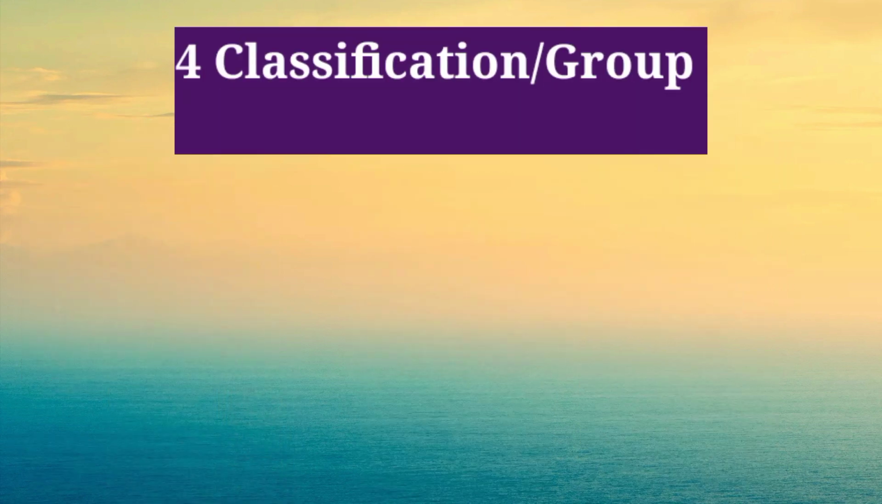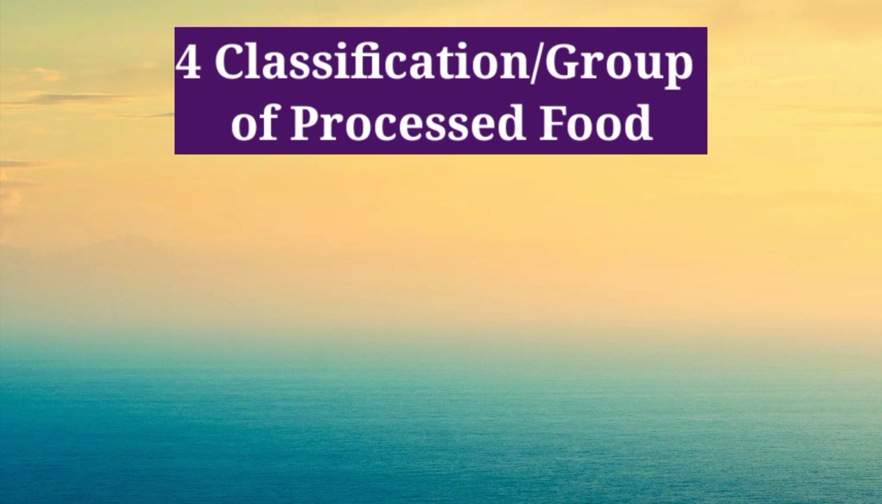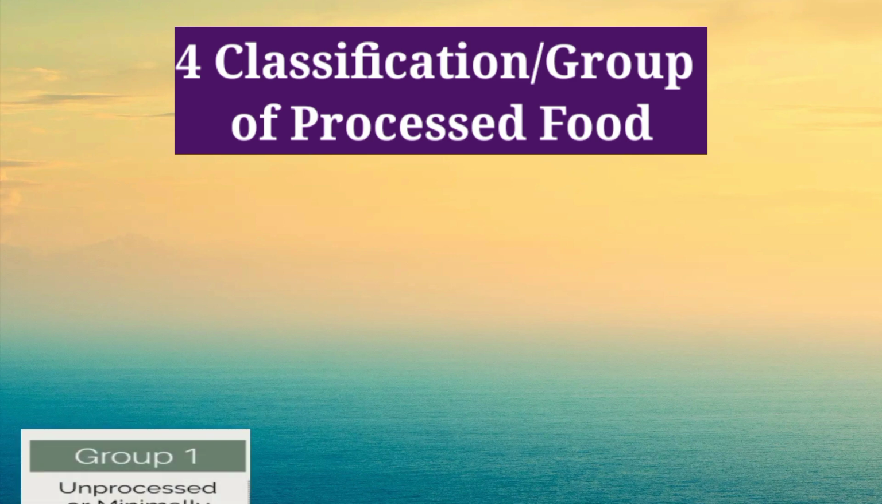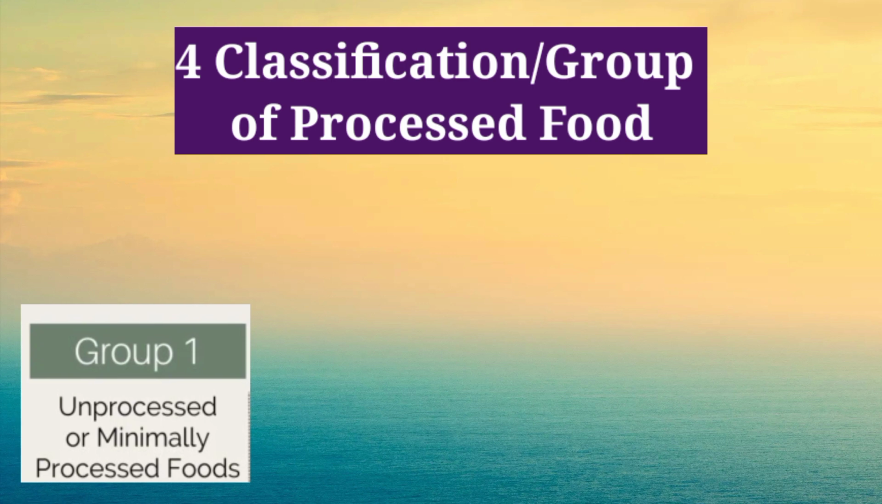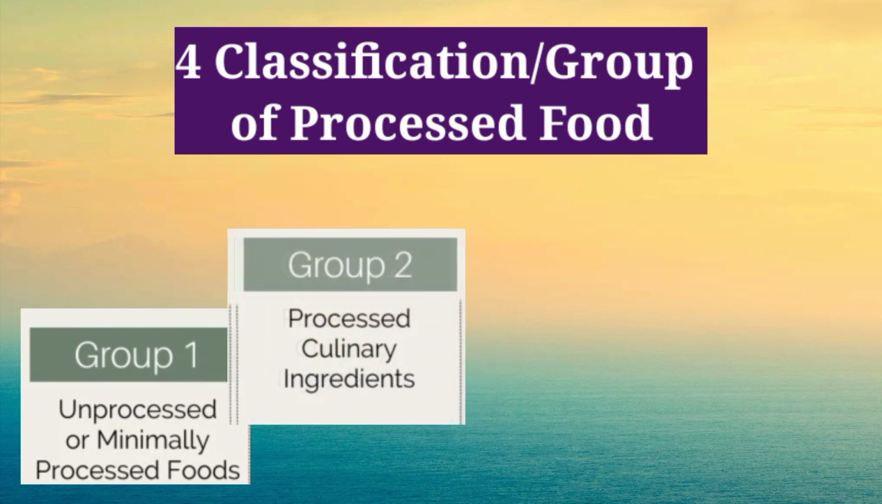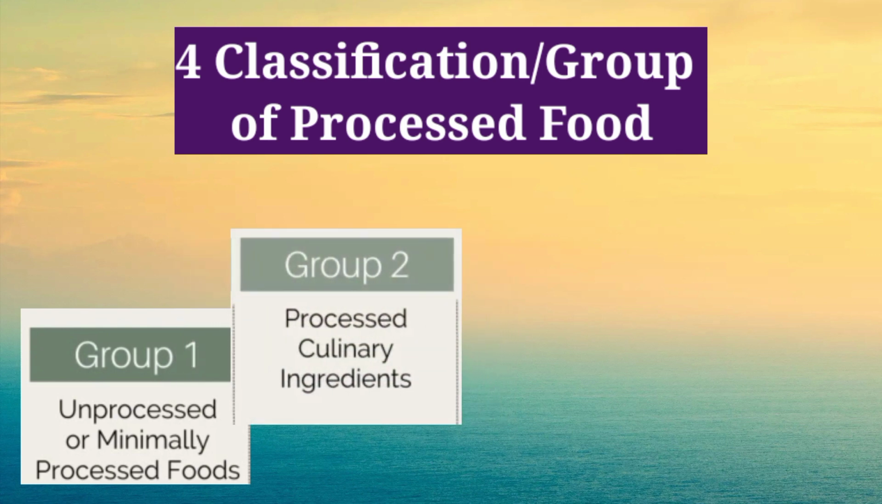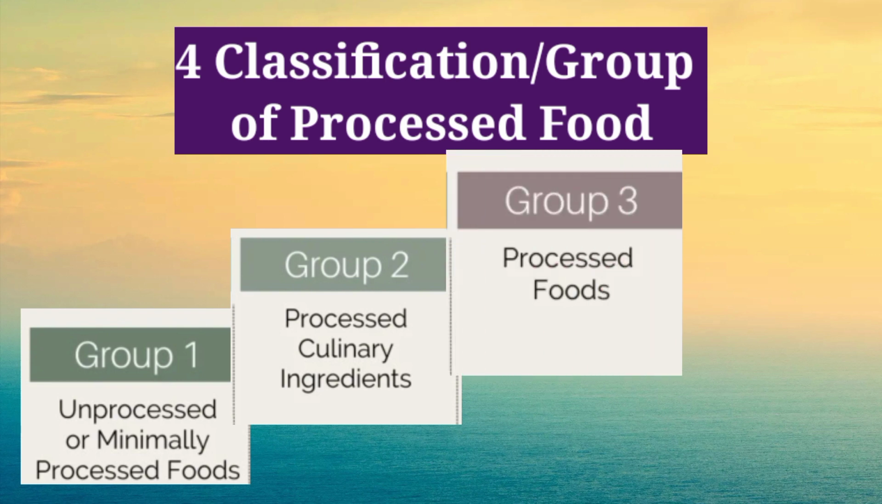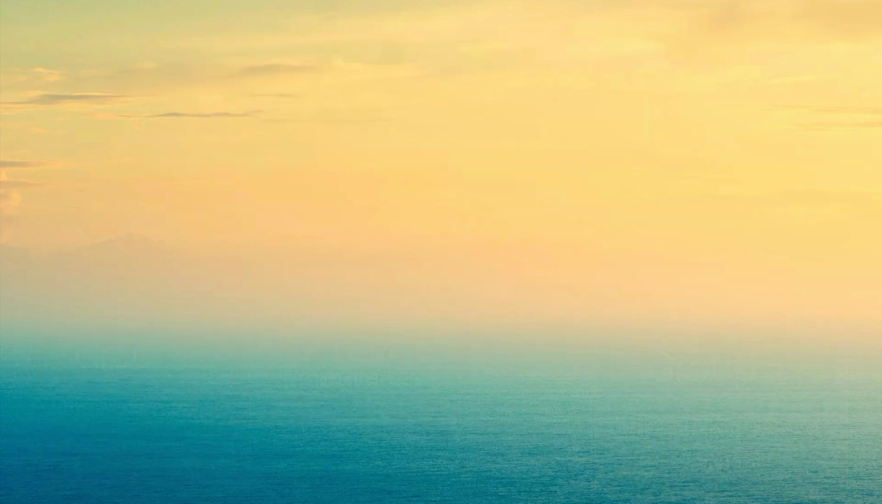There are 4 classifications or groups of processed food. First classification is group 1, or what we call the unprocessed or minimally processed foods. Second classification is group 2, processed culinary ingredients. Third classification is group 3, or what we call processed foods. Last but not the least is group 4, the ultra-processed foods.